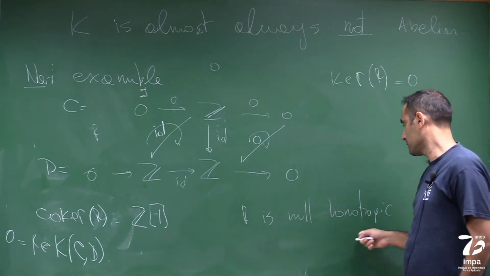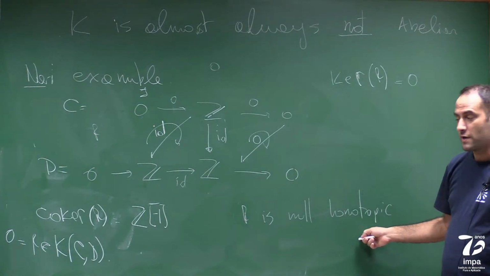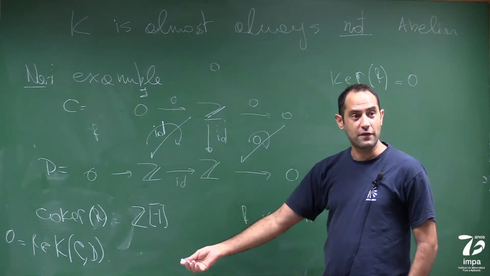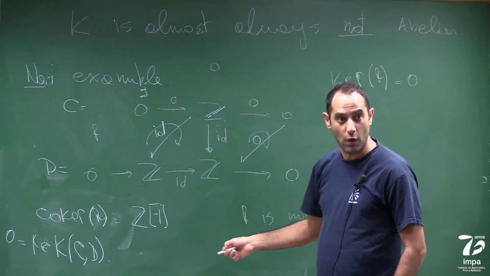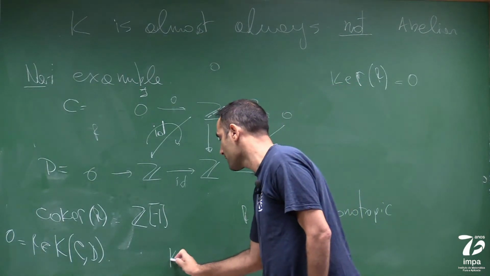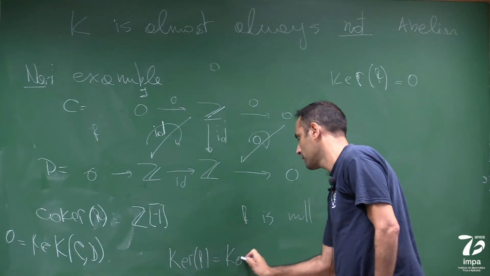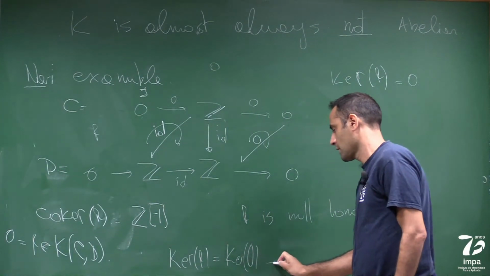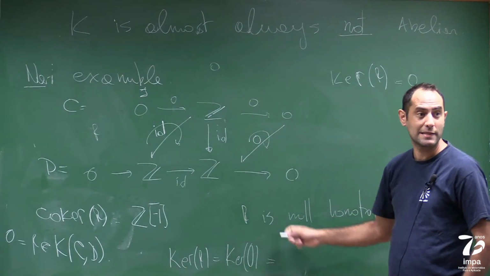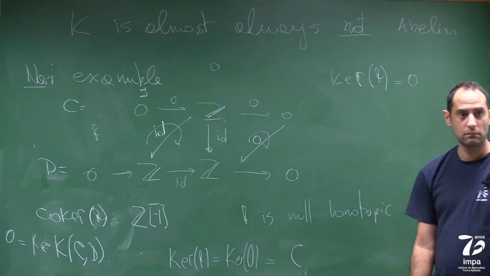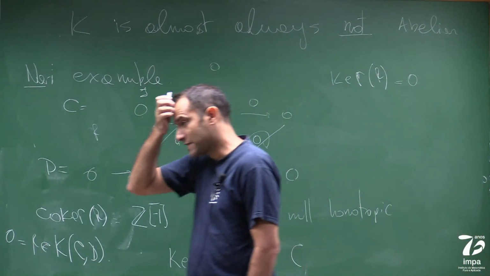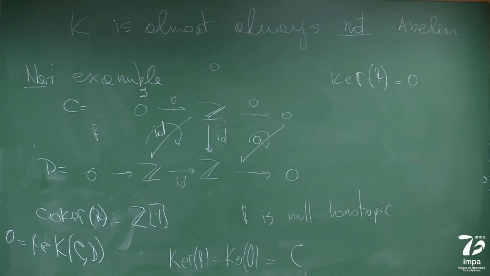But F is 0 in the category K. So if I had a kernel, the kernel of F would be the whole thing. So in the category K, the kernel of F is the kernel of 0. And the kernel of 0 has to be the whole complex, C. I have a 0 map. The kernel is all of the source. So either, is C 0 or not?